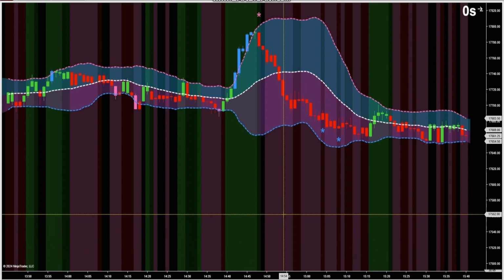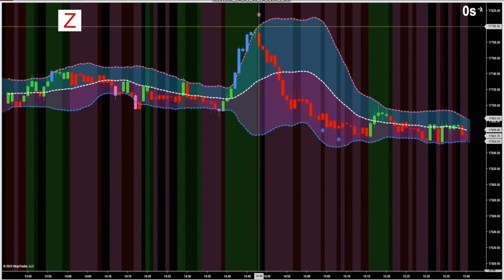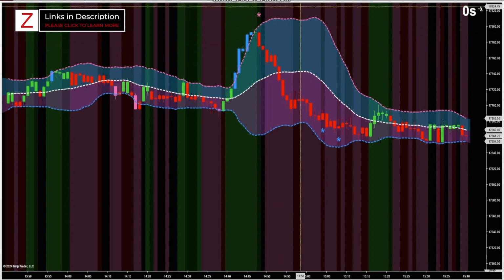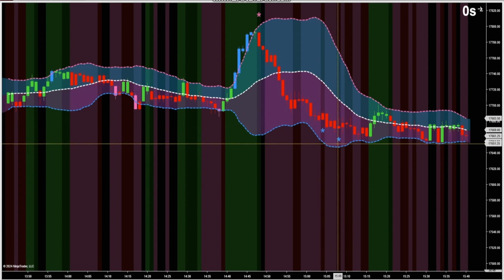This is yesterday afternoon towards the close. Nice ADX reversal. You see the ADX trend color in the background, bearish, bearish, bearish. Get some ADX reversal signals.